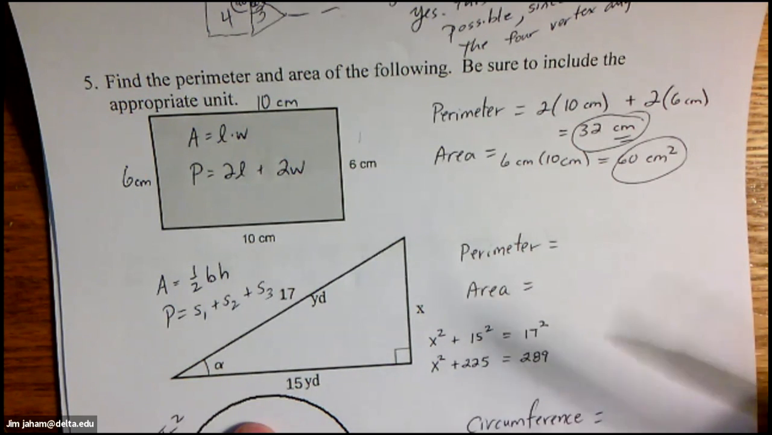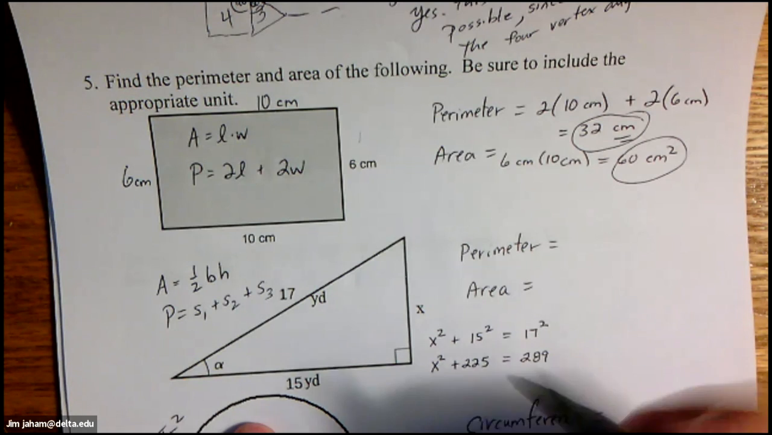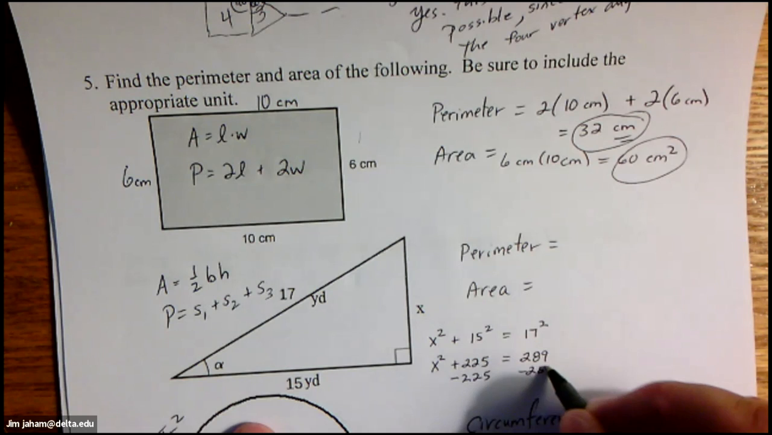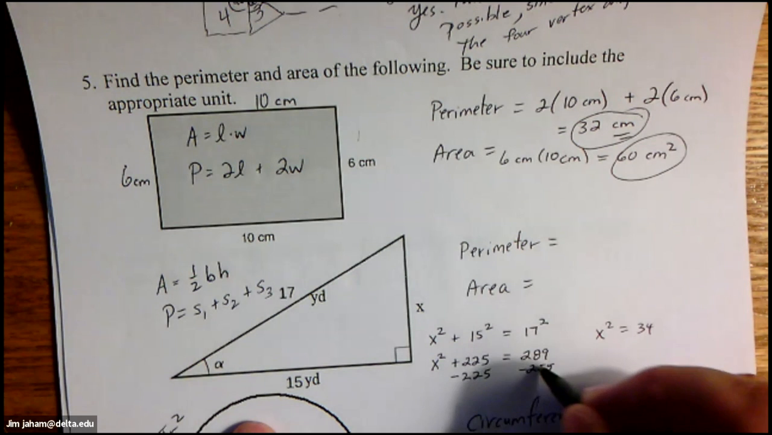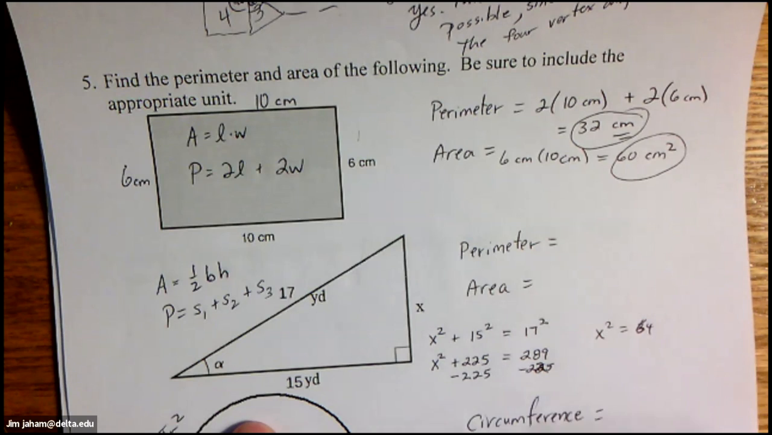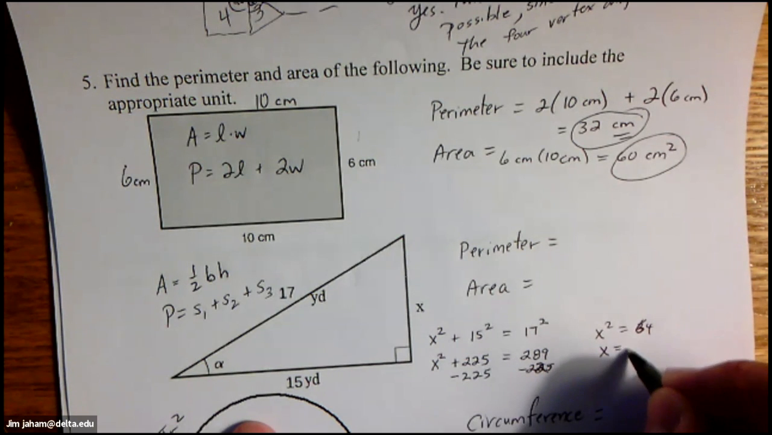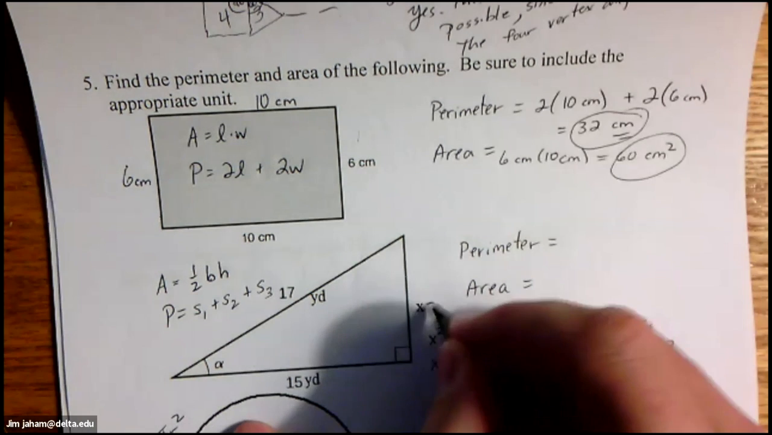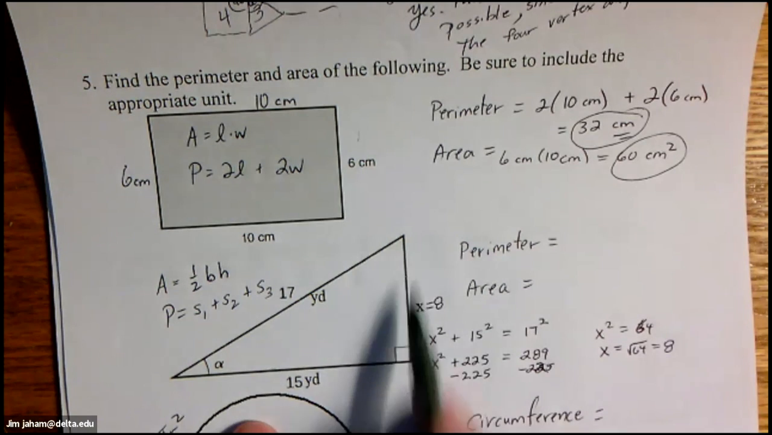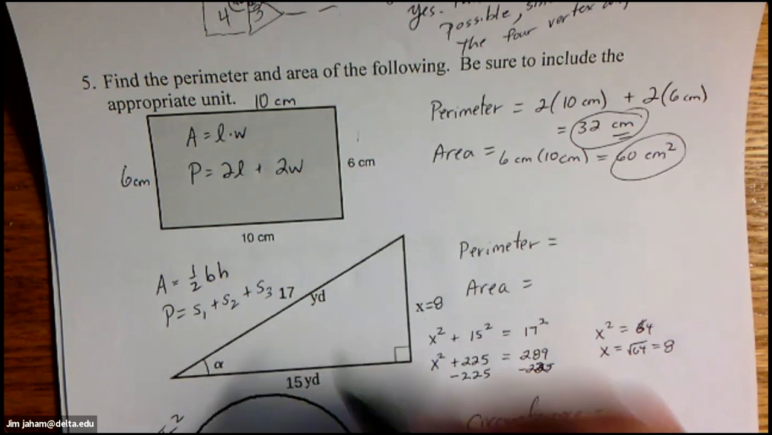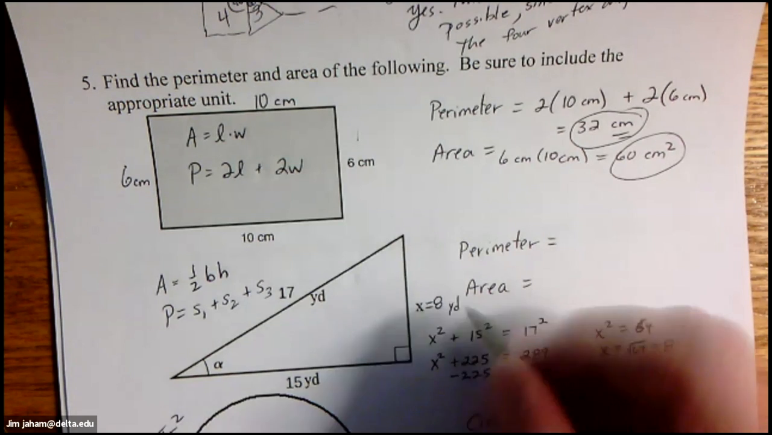you might have to get your calculator out if you don't know these perfect squares. All right, then we're going to subtract 225 from both sides. 64. So x is equal to the square root of 64, which is 8. But you need to have this 8 because it serves as the perpendicular side to the base. So this is the height and 15 is the base. Units are in yards, so this must be 8 yards.